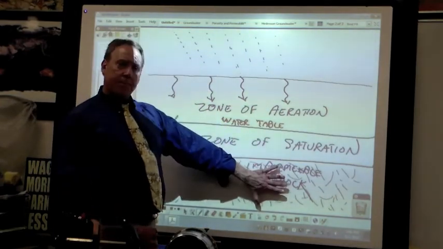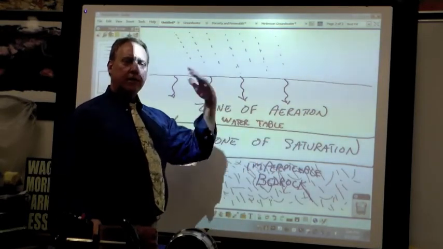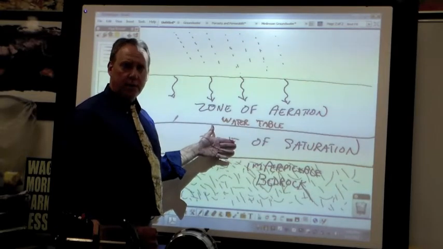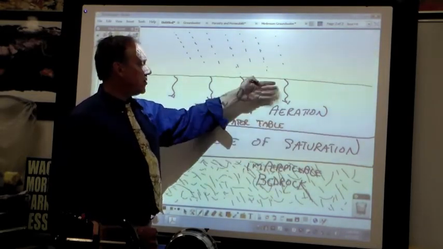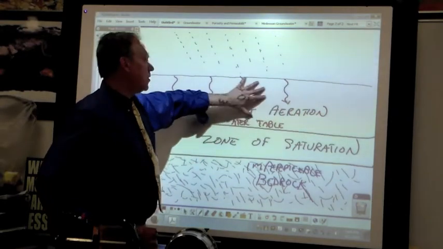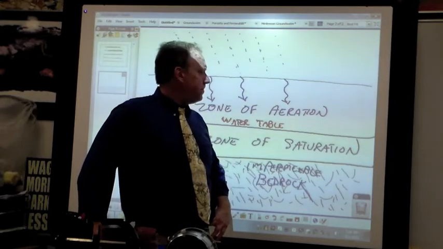So again, impermeable bedrock, zone of saturation in which the water is filling the spaces between the particles. The water table, the boundary separating that from the zone of aeration, where all the spaces between the particles of rock are filled with air.